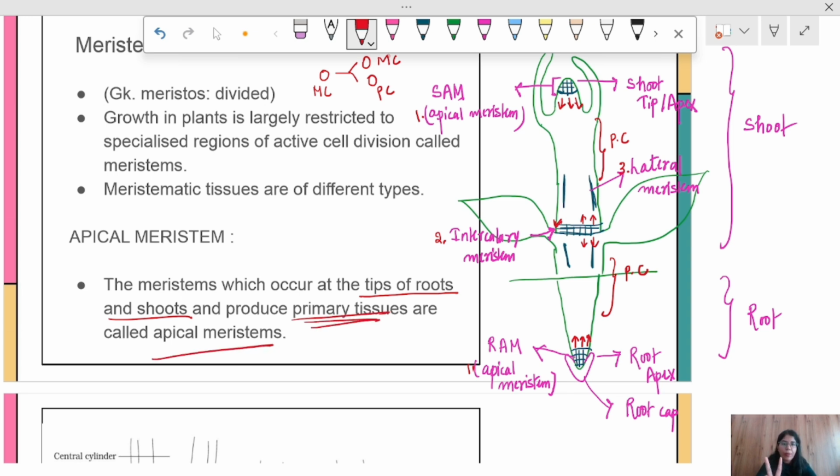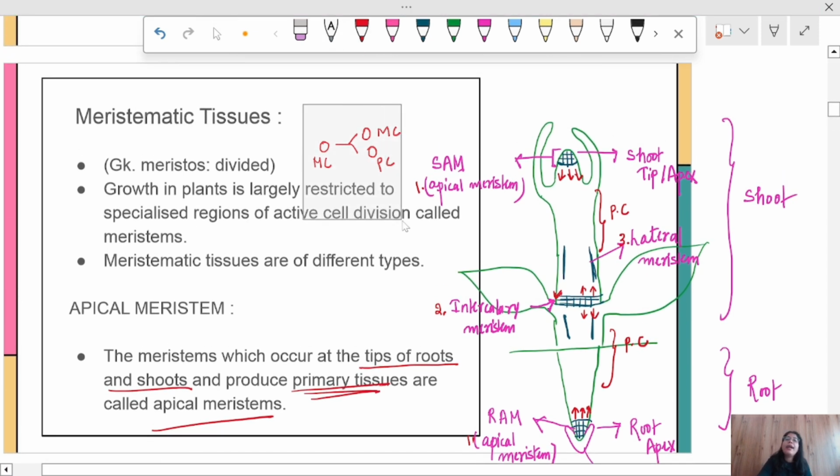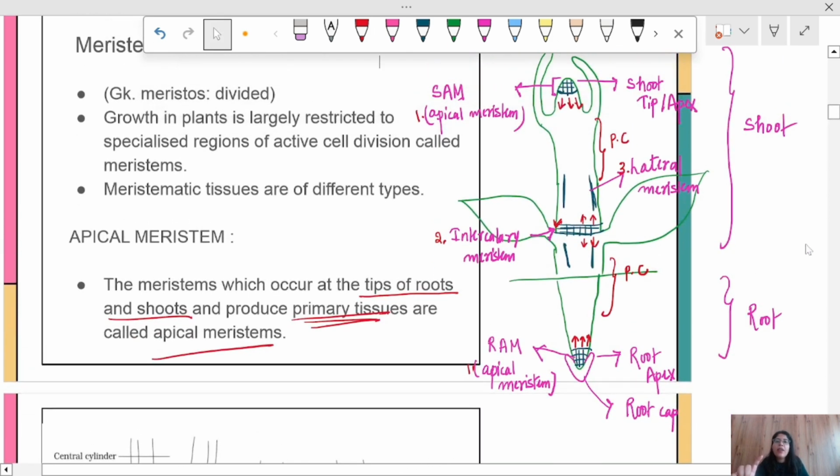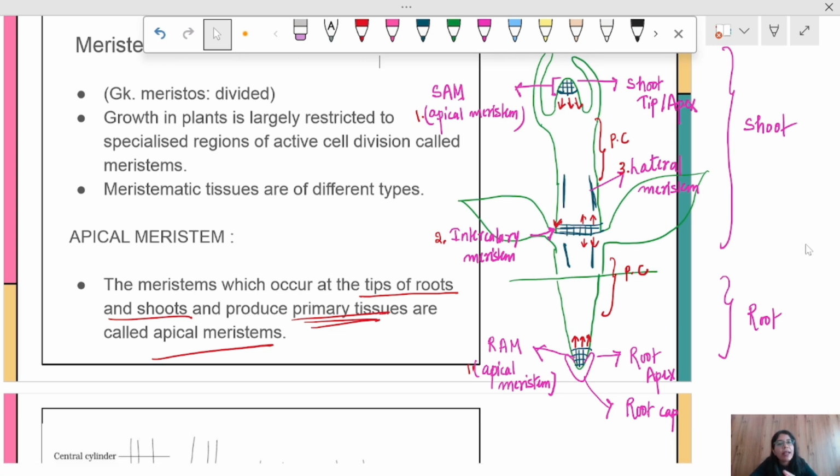So two points you have to remember. First, apical meristem is present at the tip, at the apex, both at the shoot tip and at the root tip. Another thing, the cells of this meristematic area are going to divide and add primary permanent tissues. What's the meaning of primary permanent tissue? Primary permanent tissues are parenchyma, collenchyma, sclerenchyma, xylem, primary phloem, by which the plant body is made.